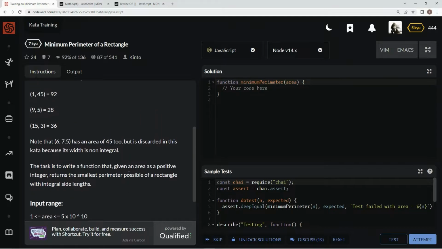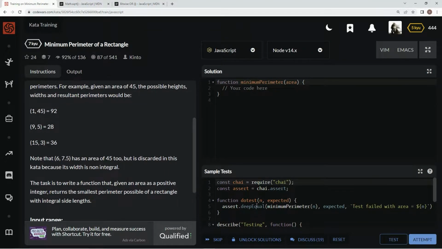All right. So basically, we've got to get an area and then figure out what the lowest possible perimeter is, as long as it has integers for the sides.